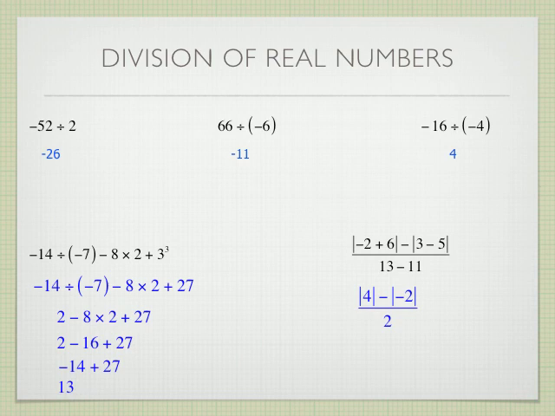Negative 2 plus 6 is 4. 3 minus 5 is negative 2. And 13 minus 11 is 2. Now can I cancel those absolute values? Or excuse me, can I cancel those negatives? I have 4 minus the absolute value of negative 2. Can I cancel those negatives? Absolutely not. I have to take the absolute value first. If those were parentheses, I could, but they aren't parentheses. So I take the absolute value first, so I have 4 minus absolute value of negative 2 is positive 2 over 2. So I have 2 over 2, which is 1.